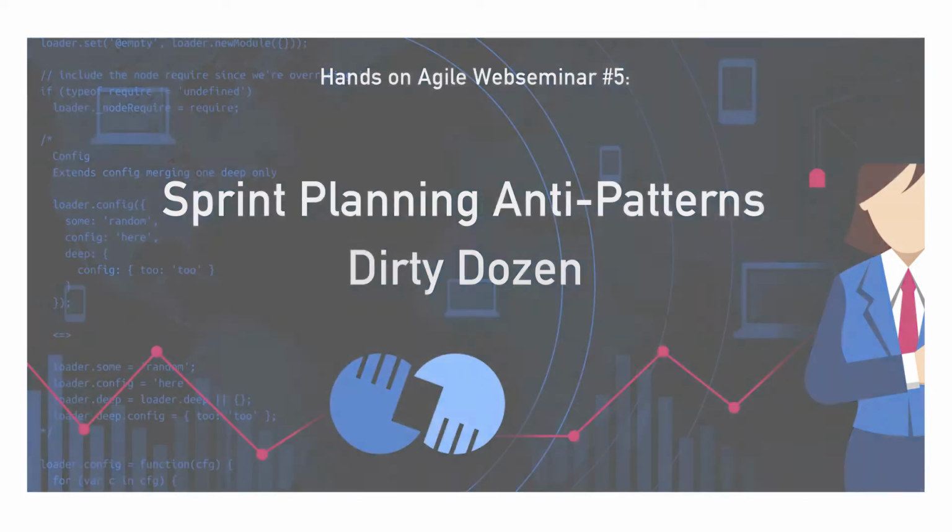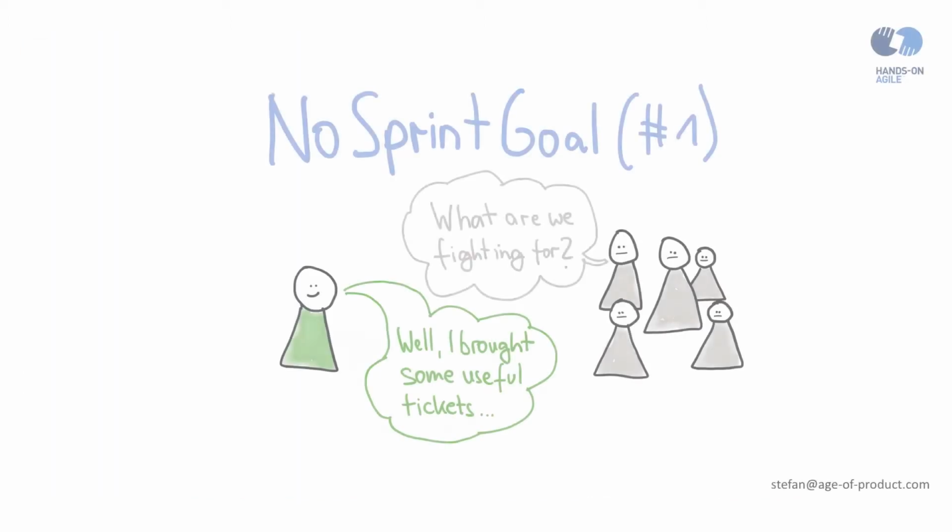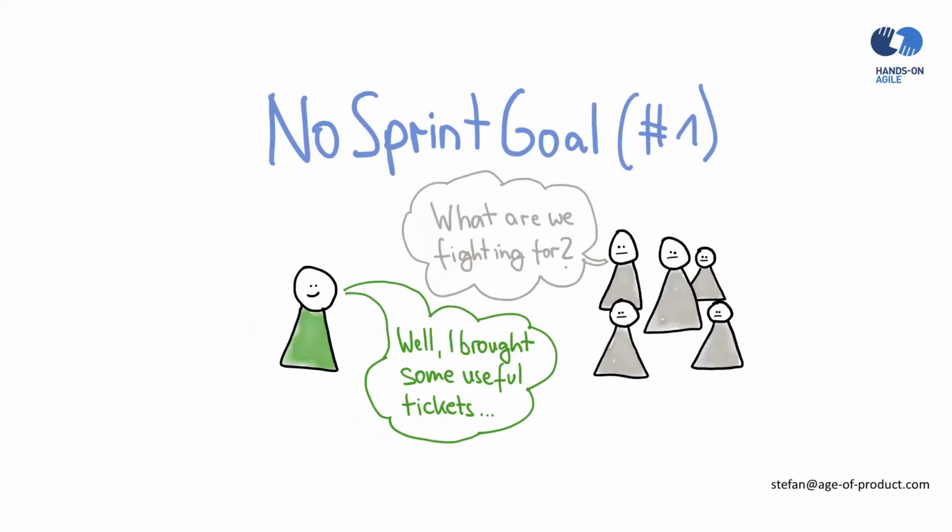Let's start with the first category, the product owner. Number one, no sprint goal. What comes first? The team selects stories from the product backlog and the PO wraps a sprint goal around them, or is it the other way around? The PO defines a sprint goal and the team picks the stories to match the sprint goal. According to the Scrum guide, it's a collaborative approach. The Scrum team also crafts the sprint goal.